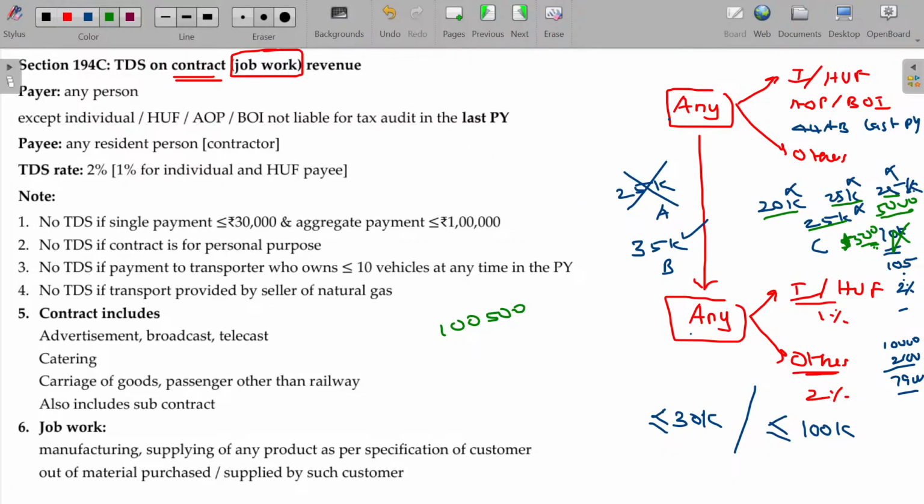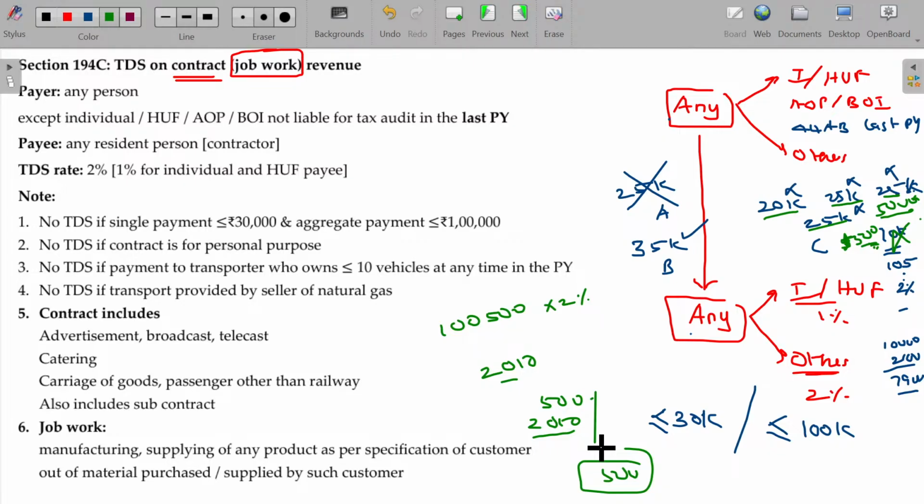By this time only, up to this, no TDS. By this time his aggregate commission has crossed 1 lakh, so TDS is applicable at the rate of 2%. The 2% on this is 2,100. Am I right? But the final payment is only 500. How can I deduct 2,100 from this 500? Not possible. Then the TDS is restricted to the extent of the final payment, 500 only. Is that clear?